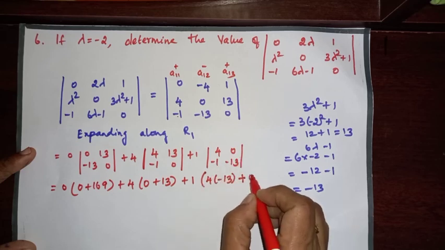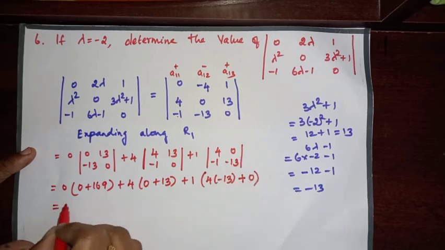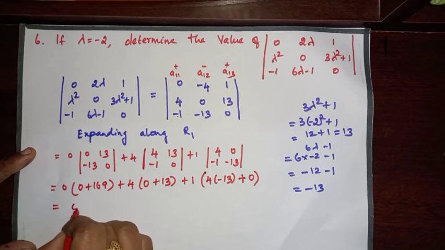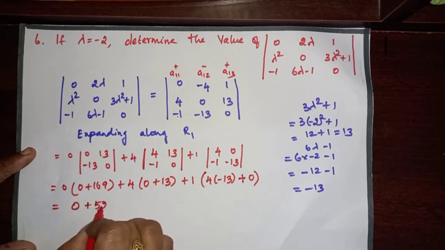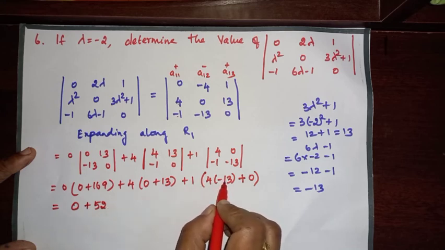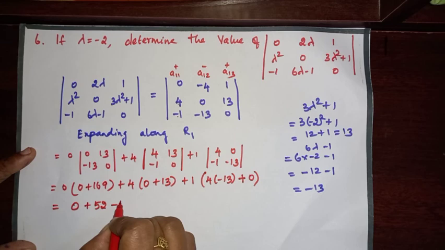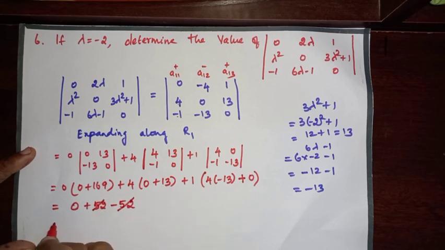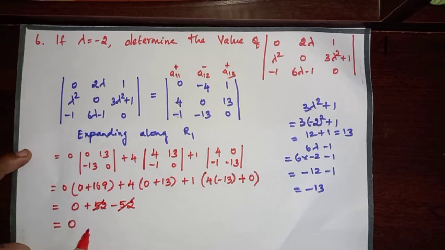1 into 0 is 0. 0 into 169 is 0. 4 into 13 is 52 plus 4 into minus 13, so it will become minus 52. So plus 52 minus 52 will be cancelled. Then we are getting the answer as 0.